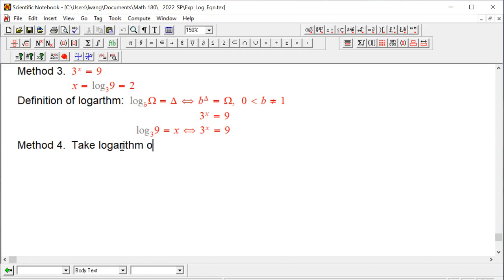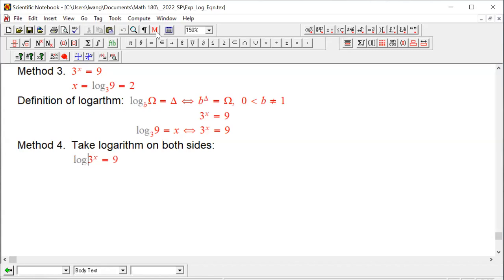Logarithm on both sides. But when we are doing this, there's a certain assumption. What do you think that assumption is? When we take a logarithm of any base, we need to remember the logarithm's domain is positive numbers, right? Is 3^x positive? Yes, 3^x is always positive. That's the range of the function 3 to the power x. 9 is positive.